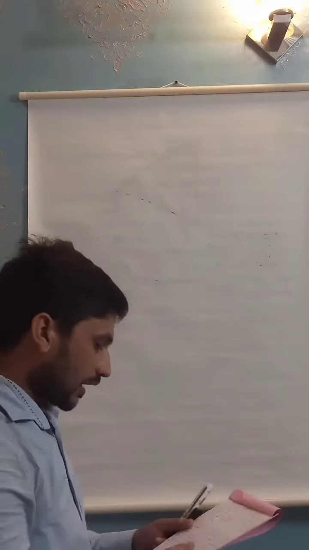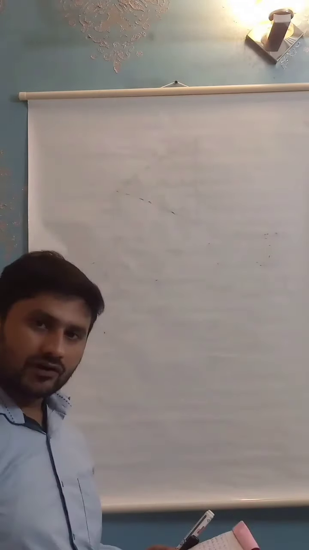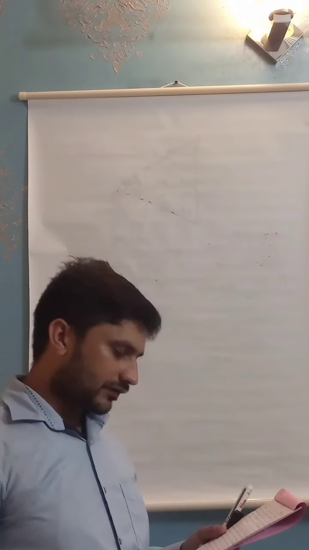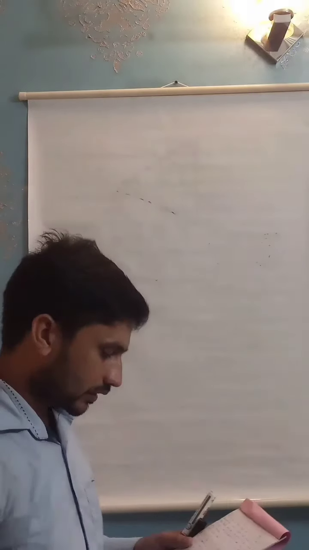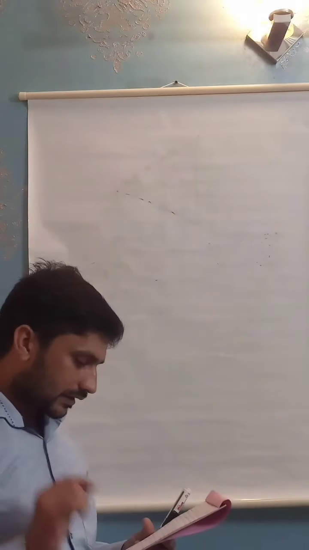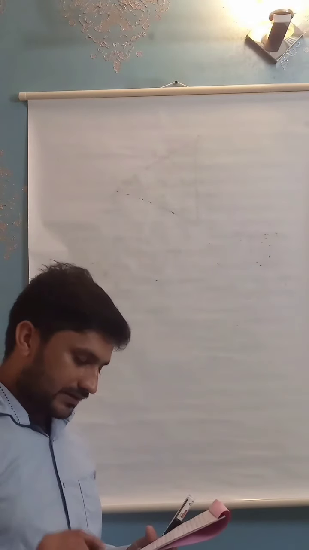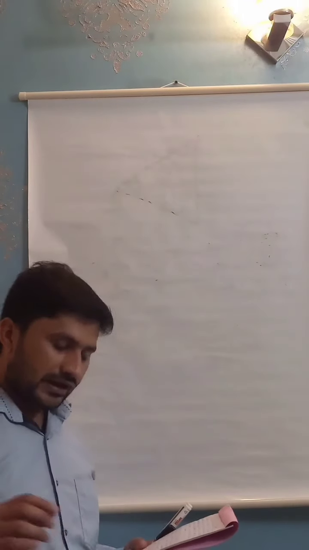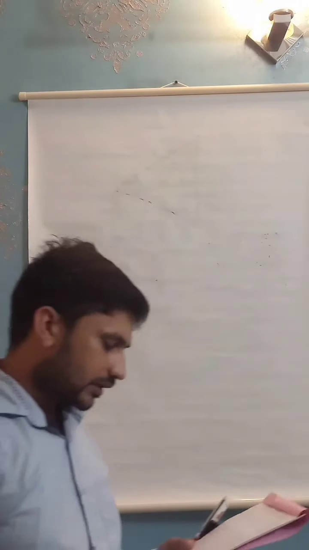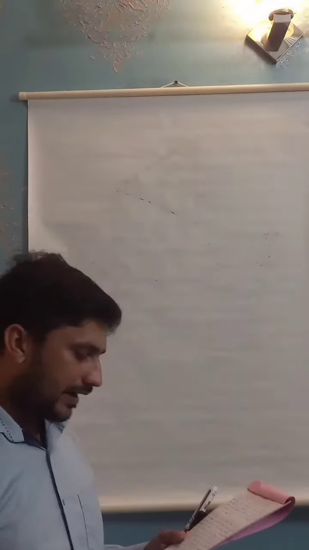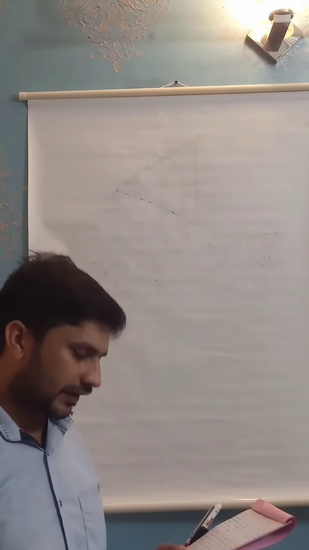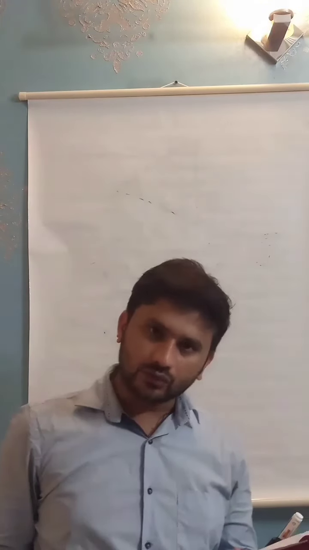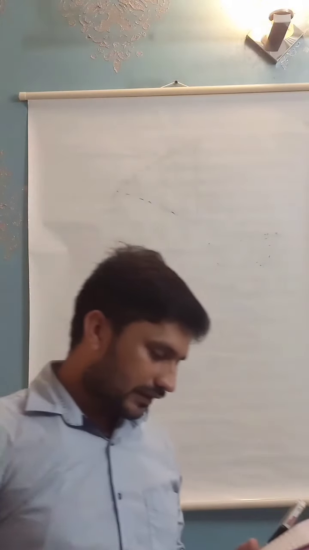Question number 2. A toy is in the form of a hemisphere surmounted by a right circular cone of the same base radius as that of the hemisphere. If the radius of the cone is 21 cm and its volume is 2/3 of the volume of the hemisphere, calculate the height of the cone and the surface area of the toy.